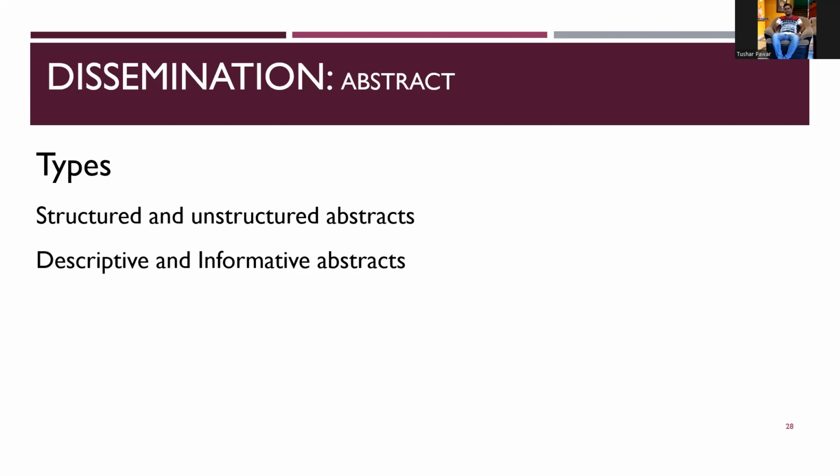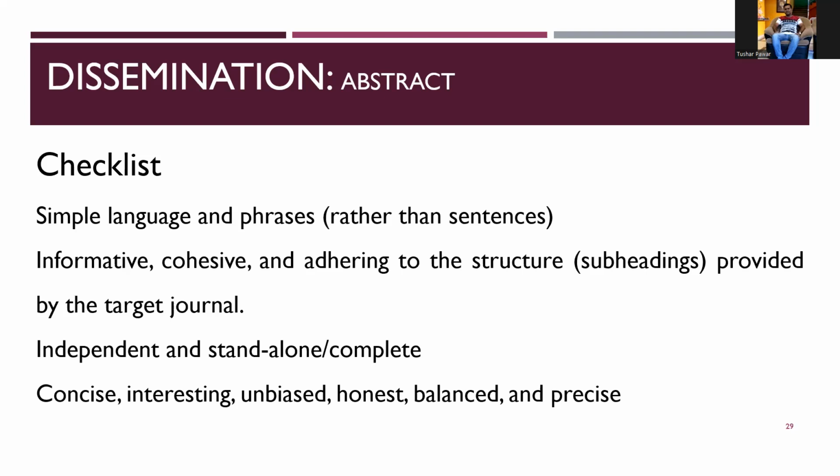And there are informative abstracts also. These informative abstracts may be structured or unstructured, which give complete detail, a complete summary of the article contents, and truly reflect the actual report. Okay, so generally for social sciences, structured informative abstracts are required. So here, your checklist will be simple language and phrases.